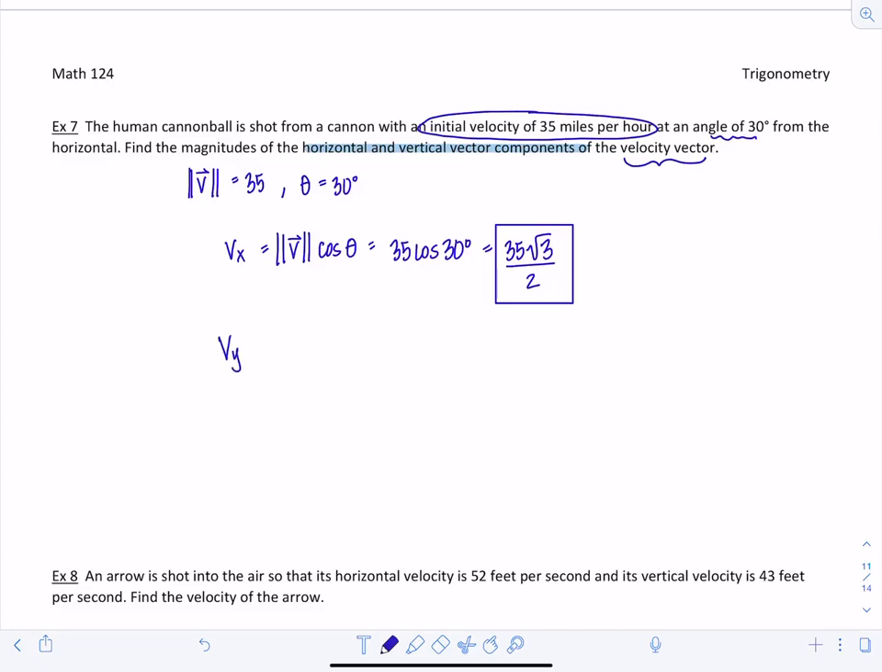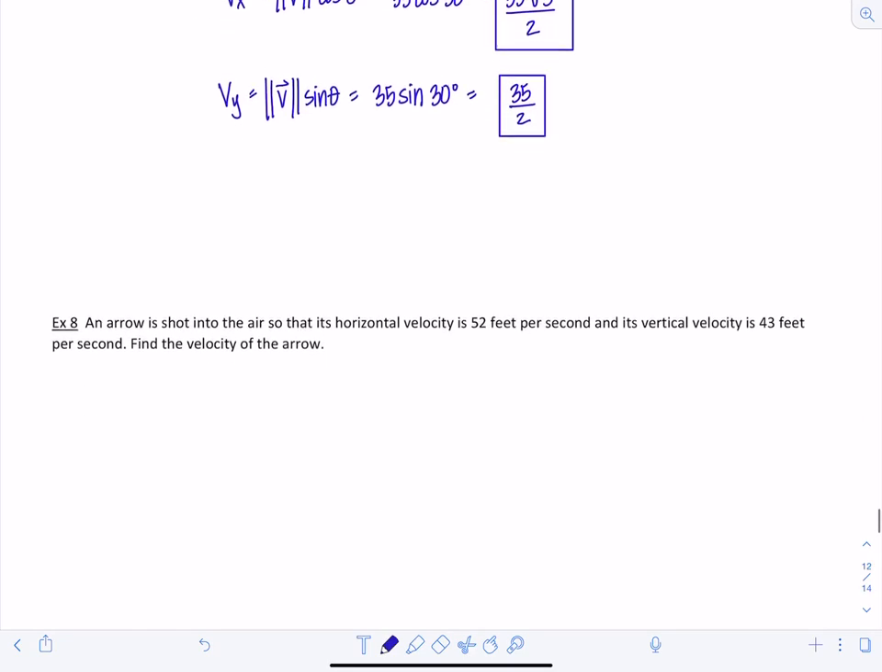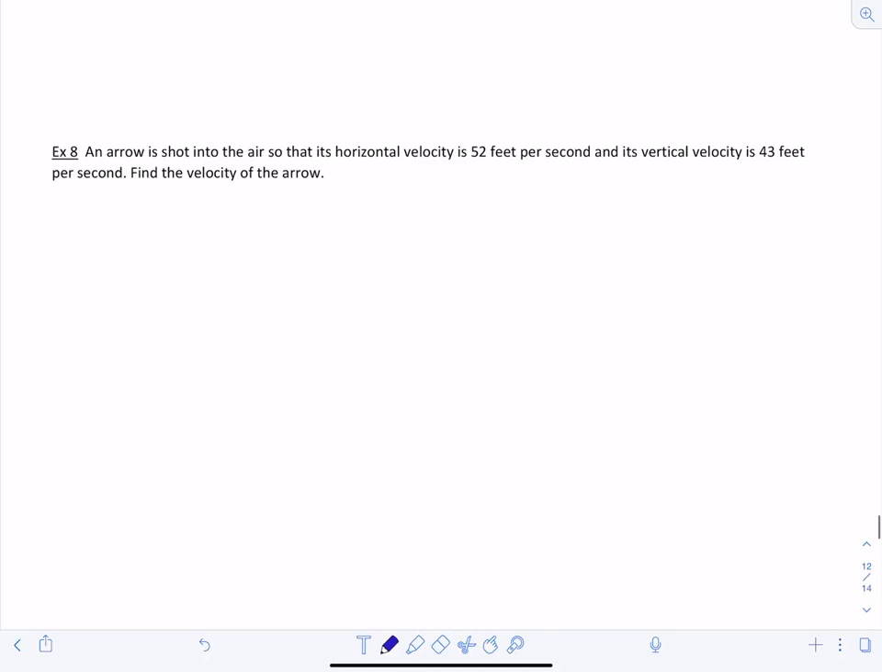So horizontal component is going to be magnitude of v cosine theta, which is going to be 35 cosine 30 degrees. So we have 35, cosine of 30 is rad 3 over 2, and that doesn't simplify, so that's done. And vertical component is going to be magnitude of v sine theta, so that's going to be 35 sine 30. Sine of 30 is 1/2, so this is 35 over 2. All right. Good.